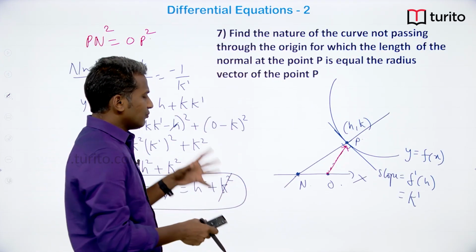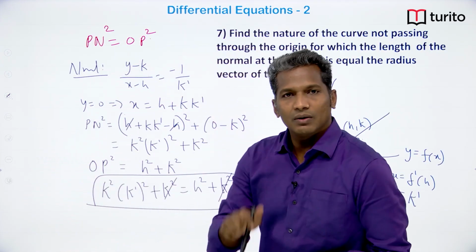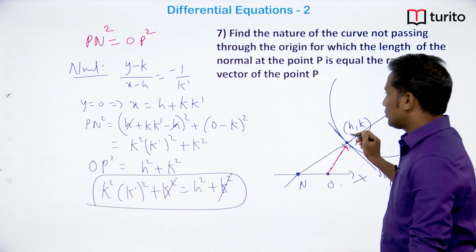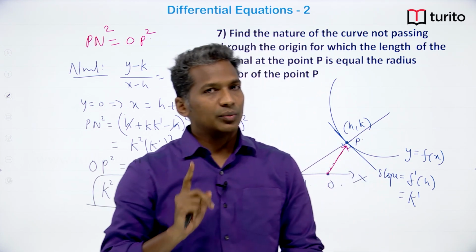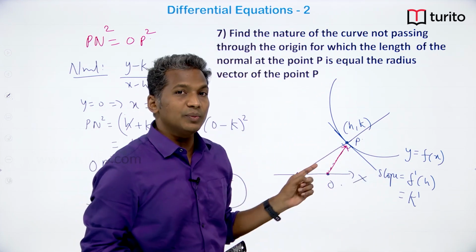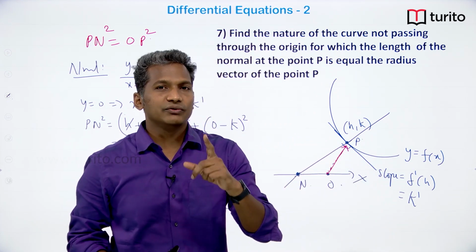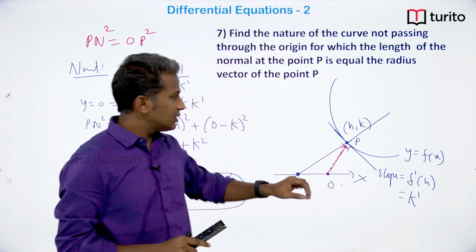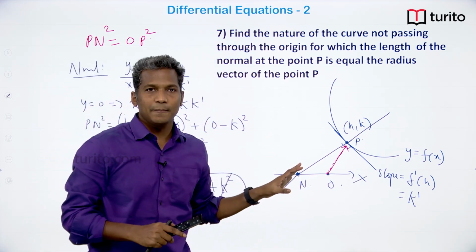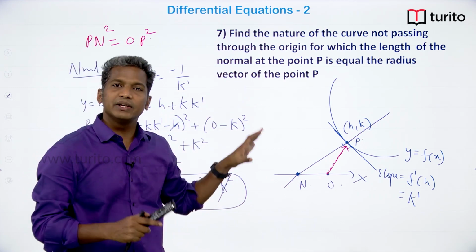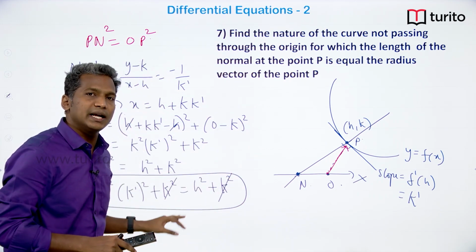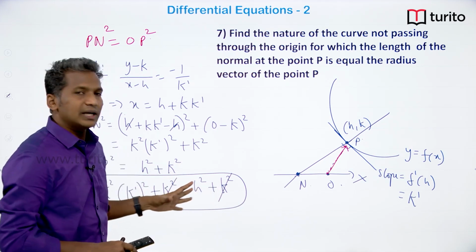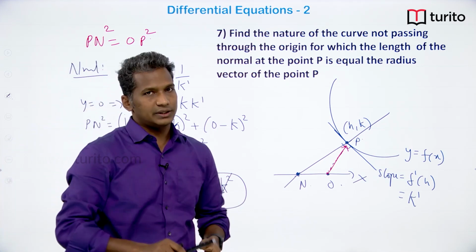So in this problem, what is the take home knowledge? One point is we have to assume the variable point on the curve to be always h comma k. If you assume the point to be x comma y, it is going to confuse you a lot. So take the point as h comma k initially, put all conditions given in the question, and arrive at an equation in terms of h, k and k dash. After that you can go into the differential equations.